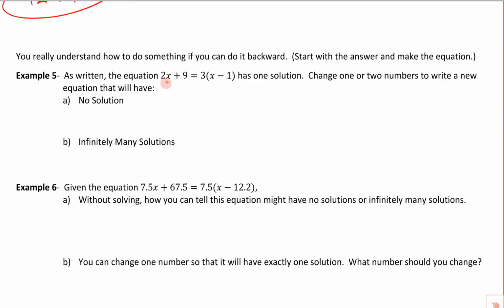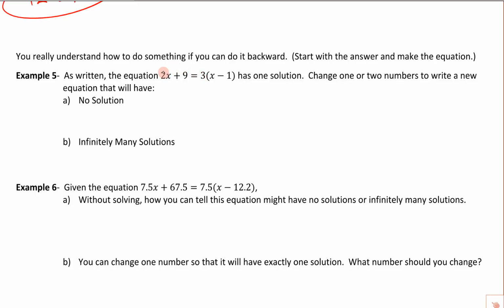So as it's written, this equation right here, the one that we did up above, has just one solution, and it says change one or two numbers to write it so the equation will have no solution or infinitely many solutions. Okay, well, the first thing that we have to do in order to have no solutions or infinitely many solutions is make it so the variable term is exactly the same on both sides. So we could either make this one a 3 to match up with that one, or make this one a 2 to match up with that one.